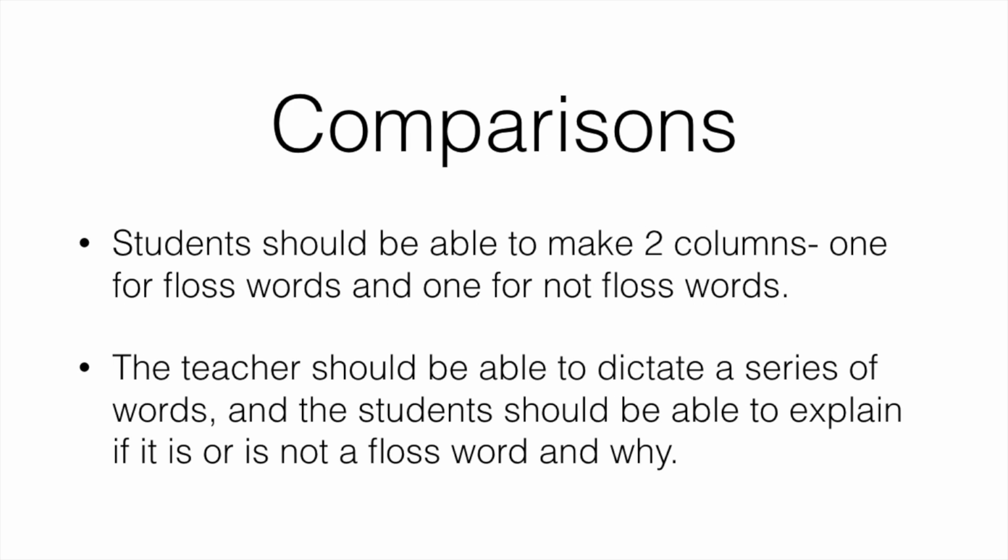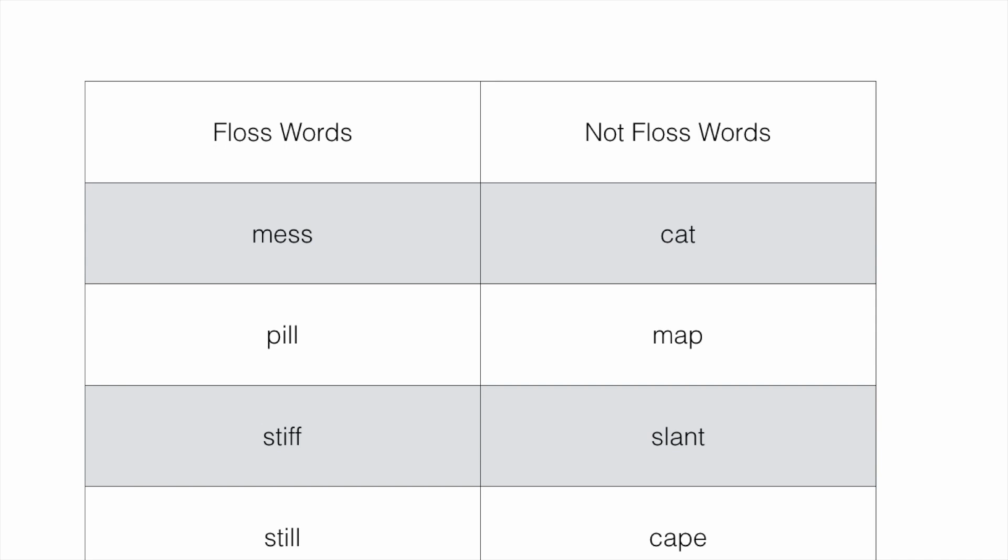able to compare and contrast words that are floss words with words that are not floss words. So for example, can they justify their reasoning as to why they spelled a word a certain way? It might look something like this, where you draw two columns either in their notebook or on their whiteboard, and ask them to spell the word mess.